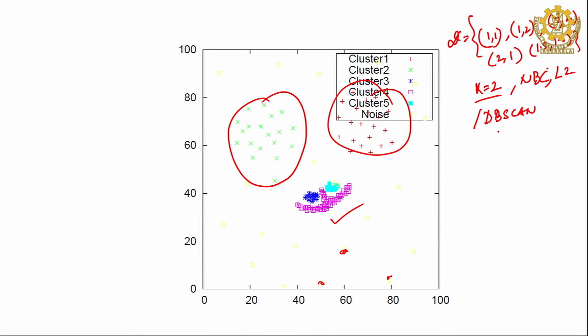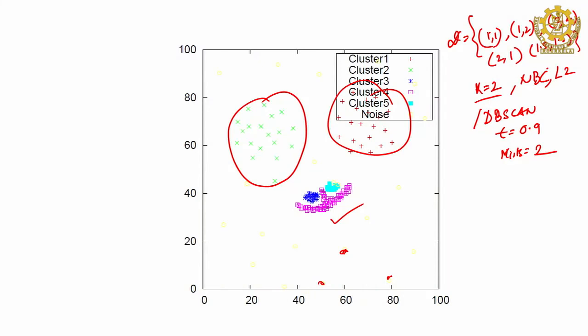So, DBSCAN needs epsilon is 0.9 and minimum points is 2. How many clusters will be formed if you apply DBSCAN? So, how to solve this problem? If you apply DBSCAN, what is the first task? You take the first point, that is (1,1).